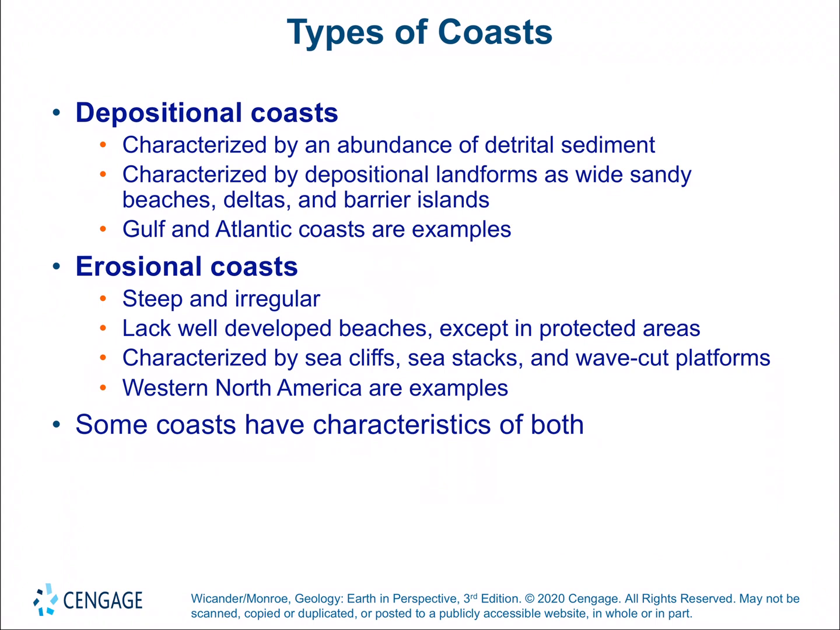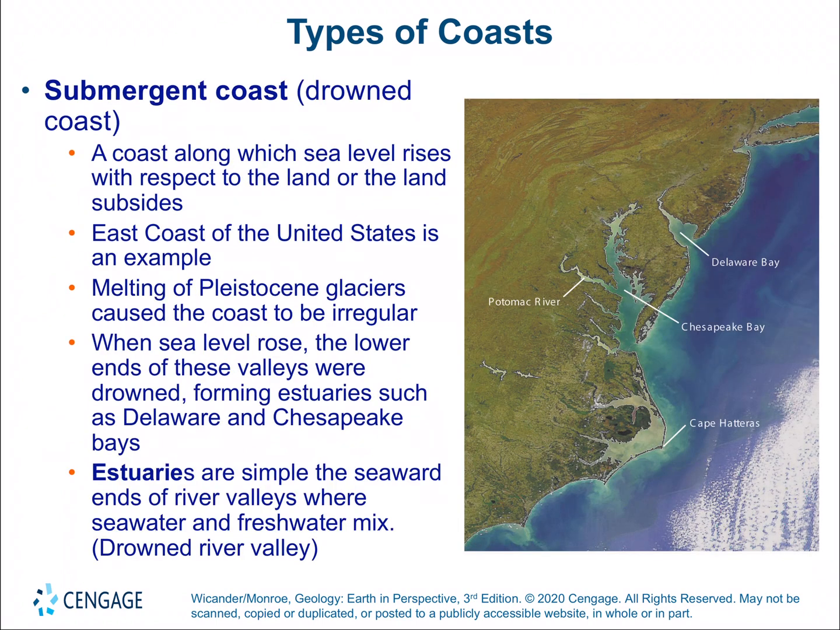They lack well-developed beaches except in your protected areas, and you're going to have your sea cliffs, your sea stacks, and your wave-cut platforms. This is what we see in western North America. Now, some coasts do have characteristics of both.